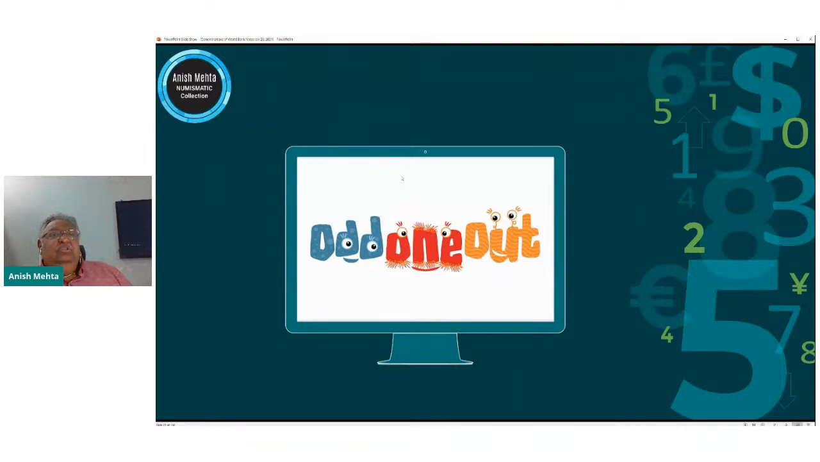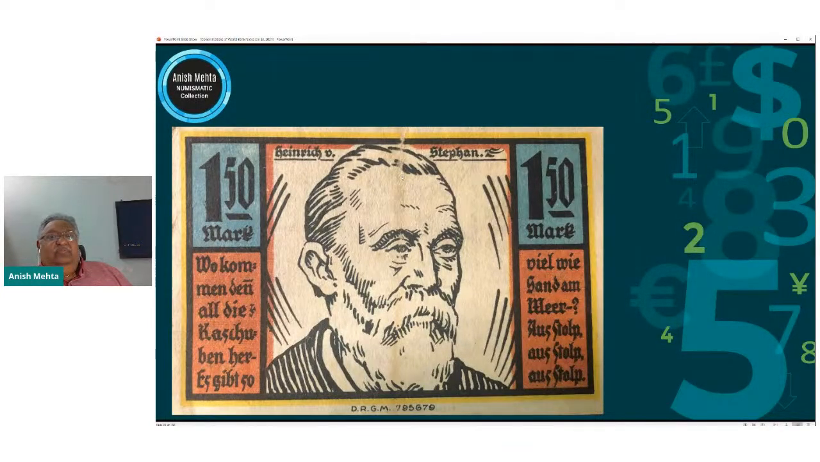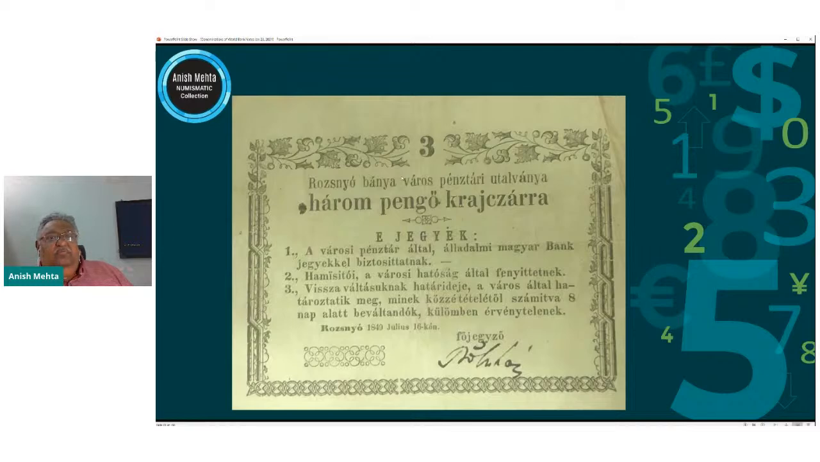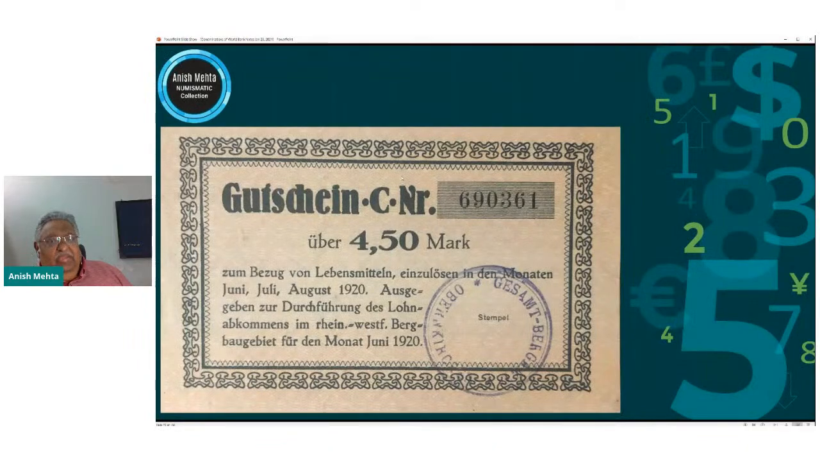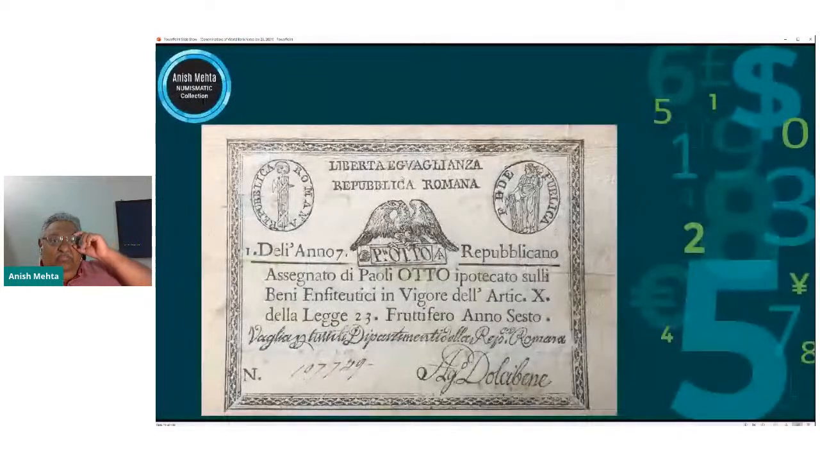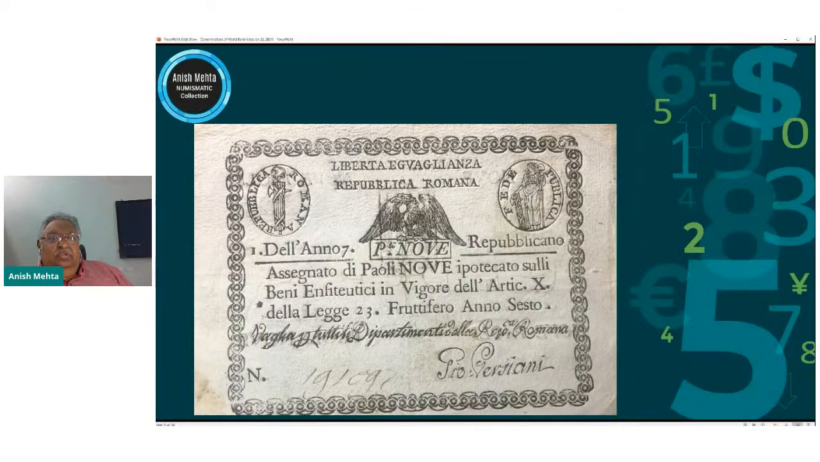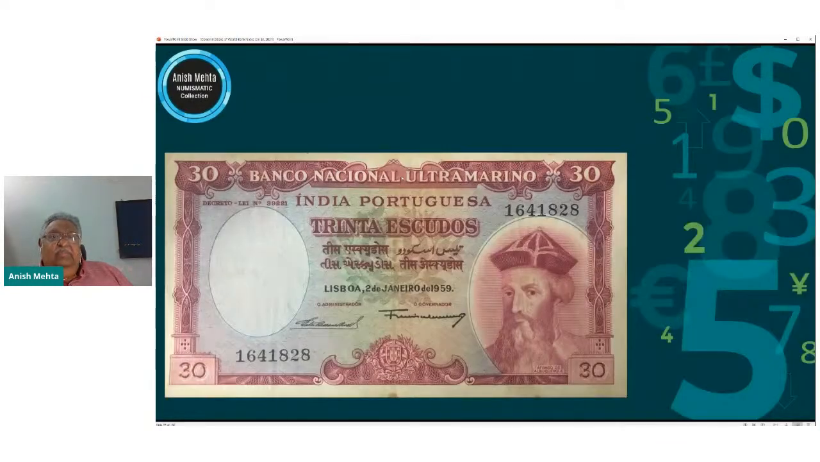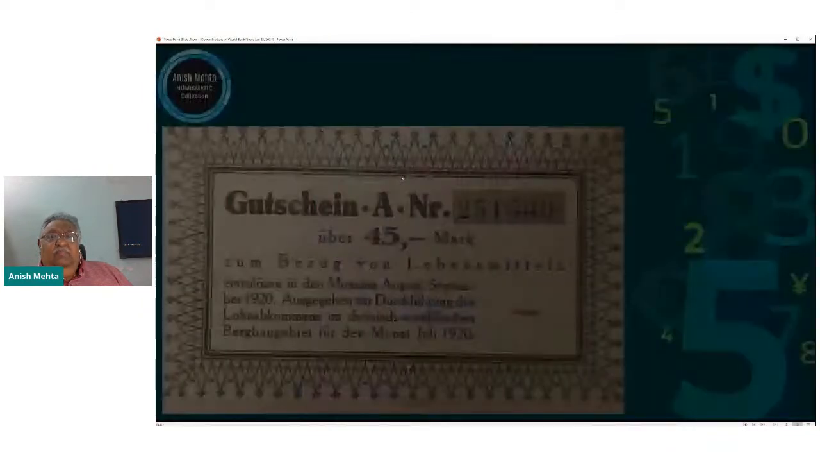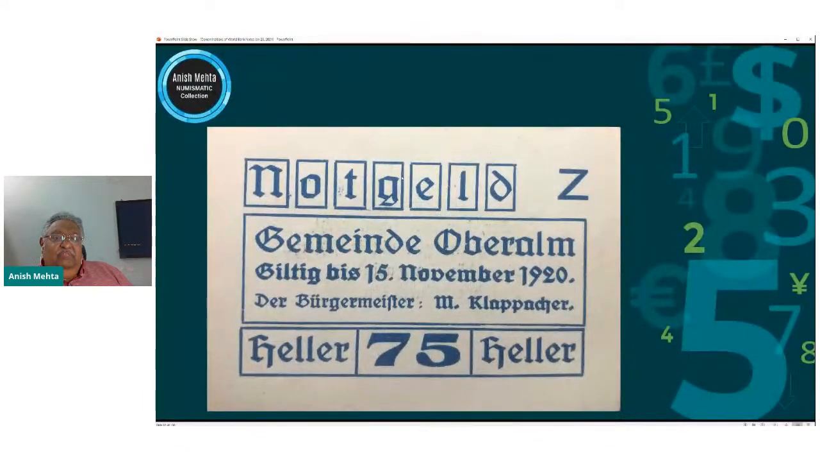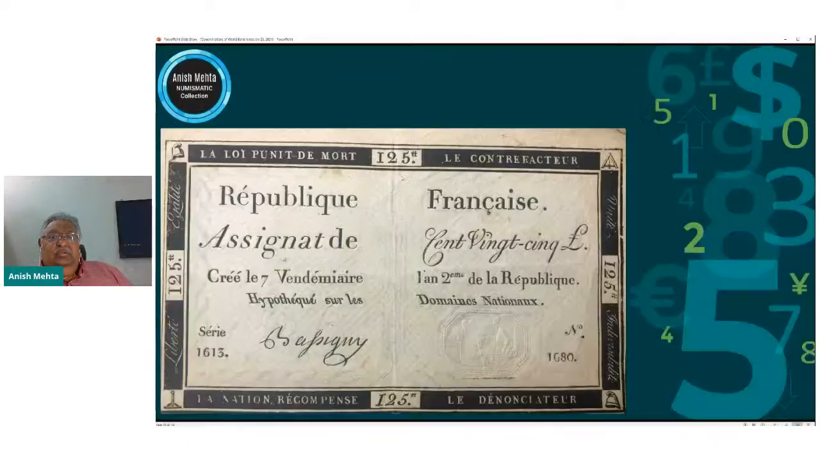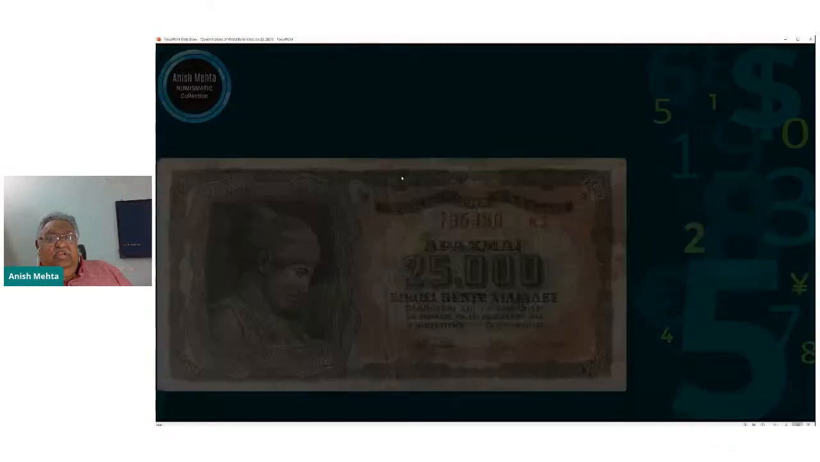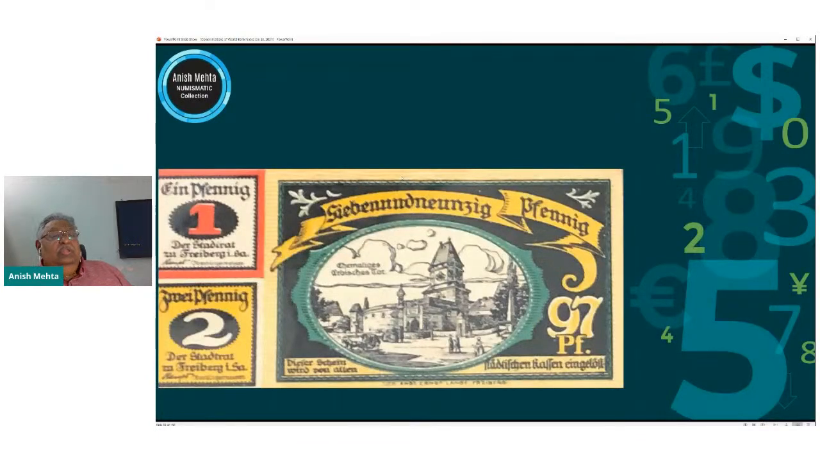Now the odd denominations, you can see 1.5 marks from Germany, 2.5 rupiah from Indonesia, then 3 pengo from Hungary, then 4 pesos, 4.5 marks, 6.5 marks, $7 from US, Romania, this is 8, sorry, this is Rome, Italy, this is 9, 15, 25, 30, 35, 40, 45, 60, 75, 80, 90, 125, 150, 250, 300, 700, 3000, 25,000, 30,000.